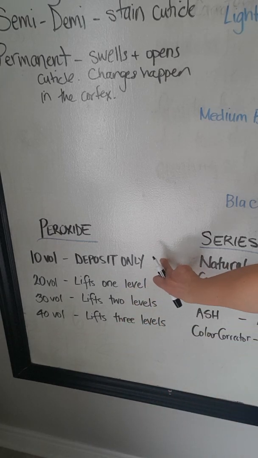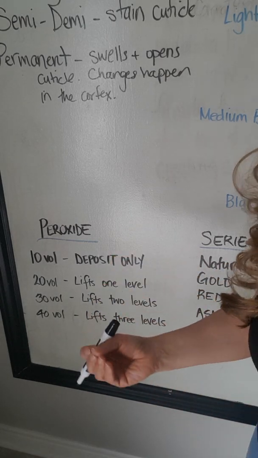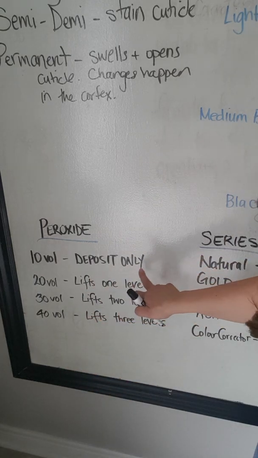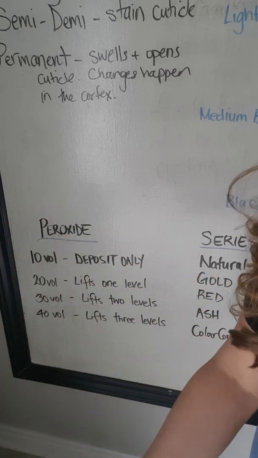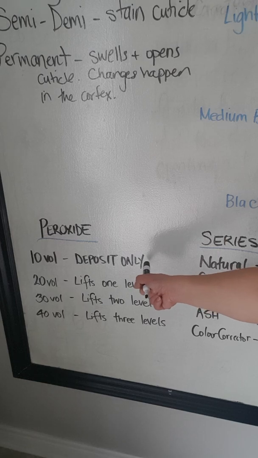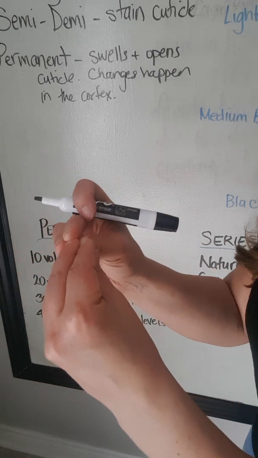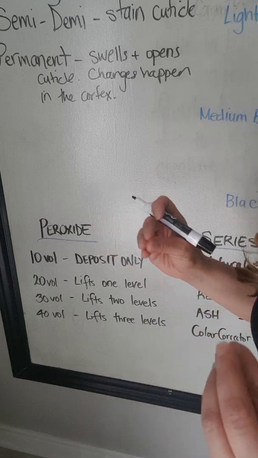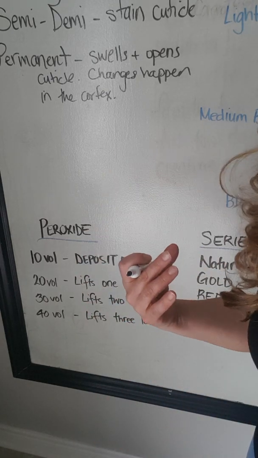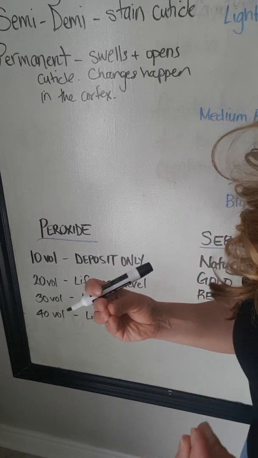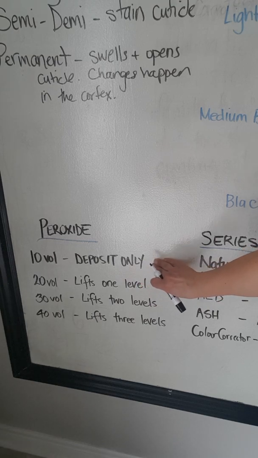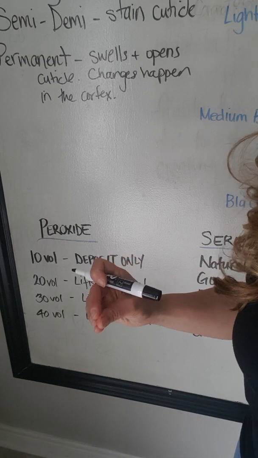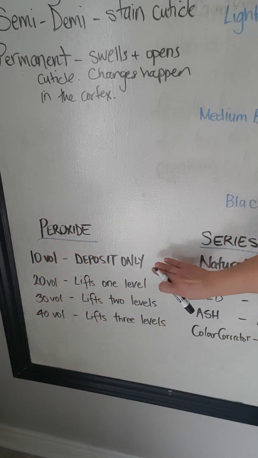So 10 volume peroxide has a job to do, and it deposits color only. So what does that mean? When you deposit something, you're dropping something off, and depositing color means that you're staying within the same level or going darker. So if I'm a level 5 and I want to remain a level 5, but instead of brown, I want to be a redhead, I would use 10 volume peroxide with the tube of red hair color because I'm staying within. I'm just going to deposit that red into my hair.